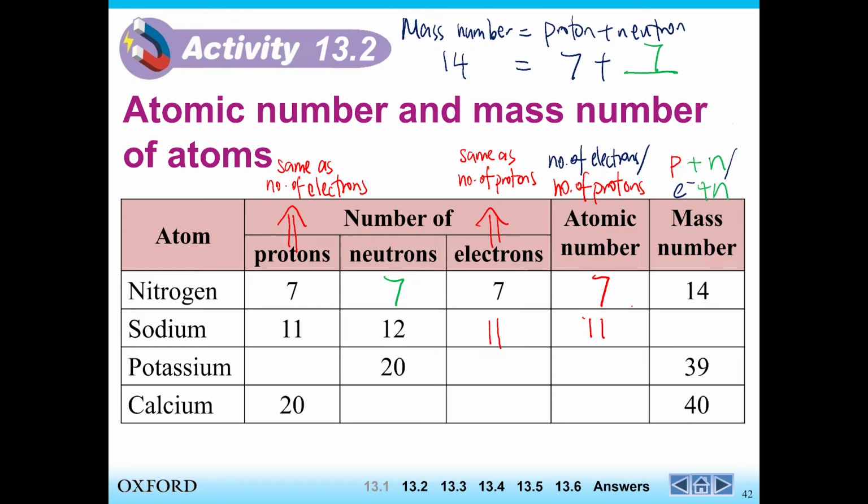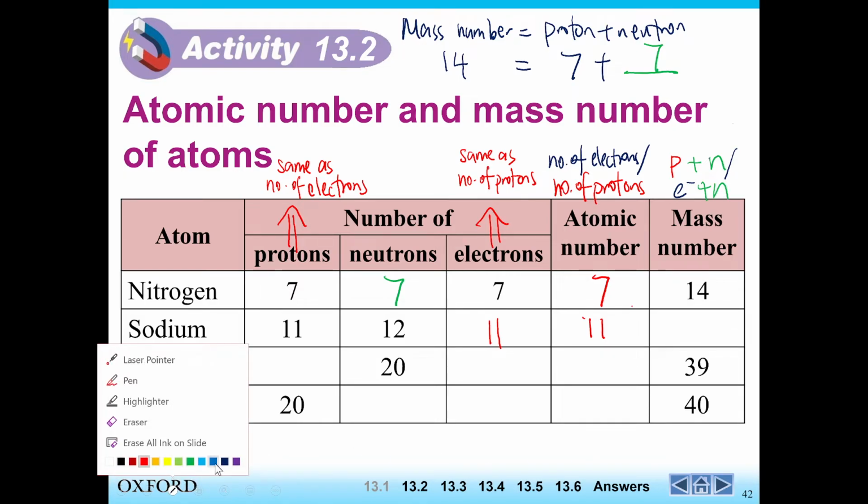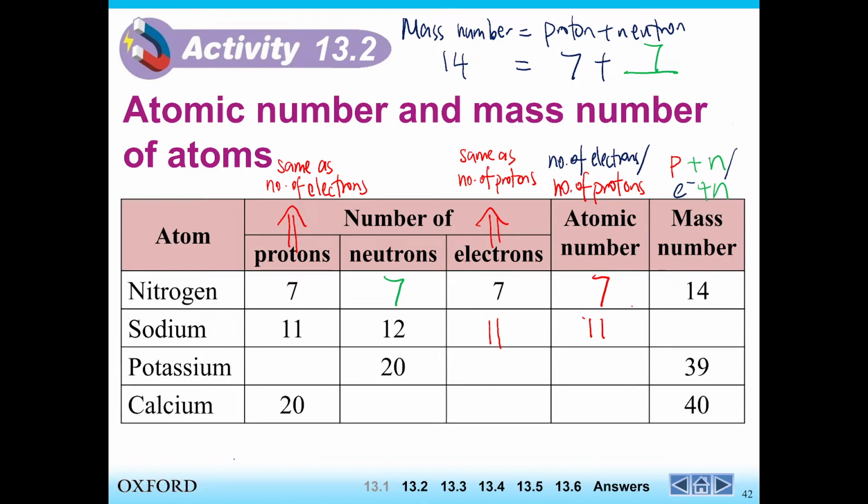And how about the mass number? The last one, the mass number. Mass number is proton plus neutron. So you can just add these two together. 11 plus 12, you'll see it is 23. There you go.